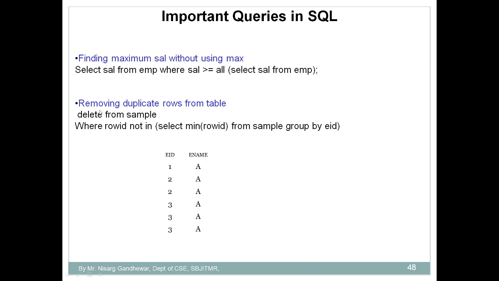Then the next one is how to remove duplicate rows from the table. Before this we discussed one clause. If you remember, we discussed the distinct clause. So what is the use of the distinct clause? The distinct clause is used to remove the duplicate values temporarily from the result that we have obtained after firing the query on the table.